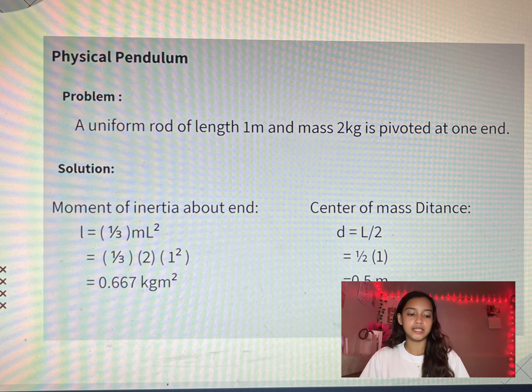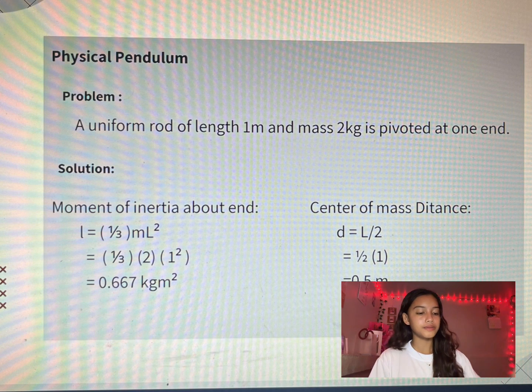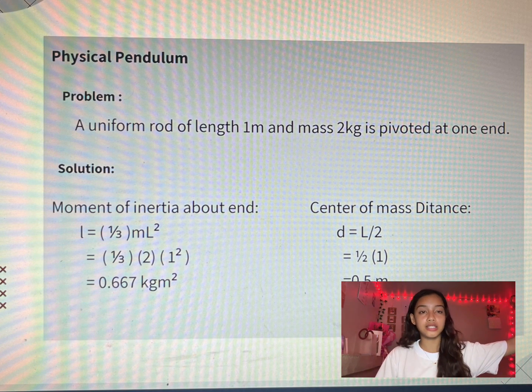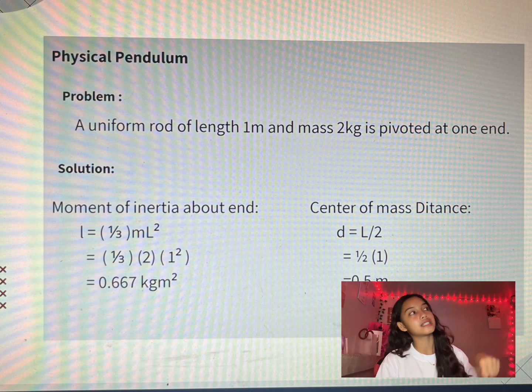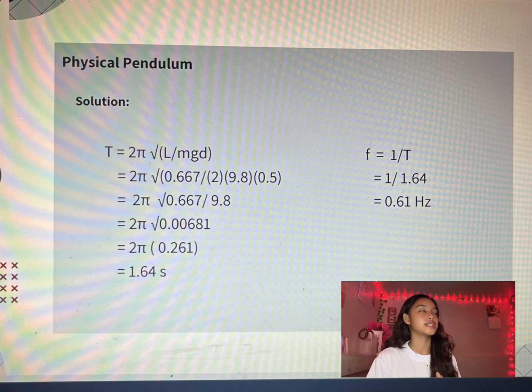So here's the physical pendulum example. A uniform rod of length 1 meter and mass 2 kg is pivoted at one end. Let's solve this. First, we're going to solve the moment of inertia about an end. Next, the center of mass distance, and then the time and the frequency.